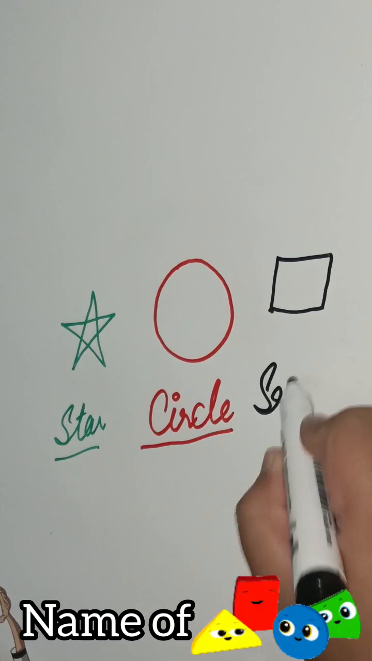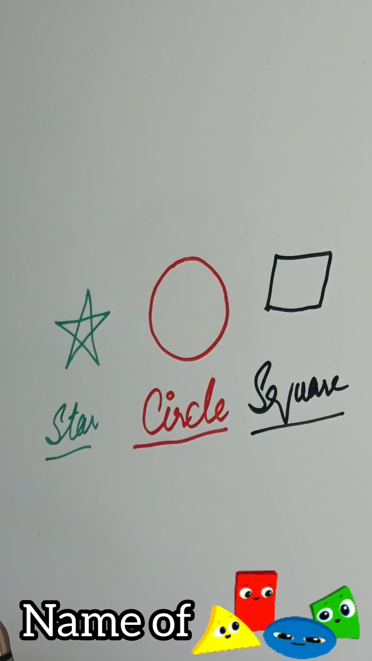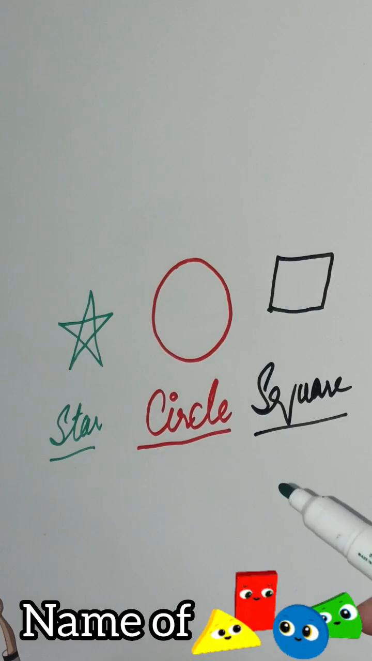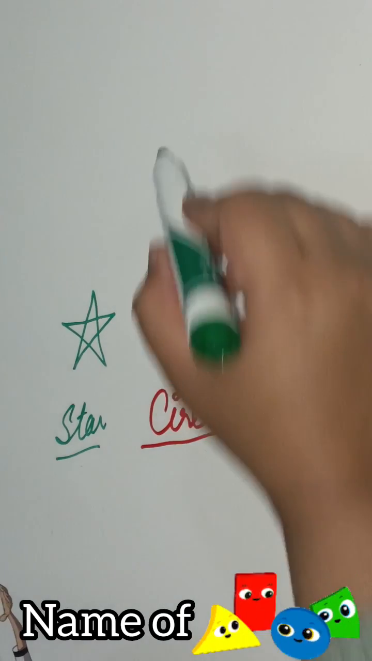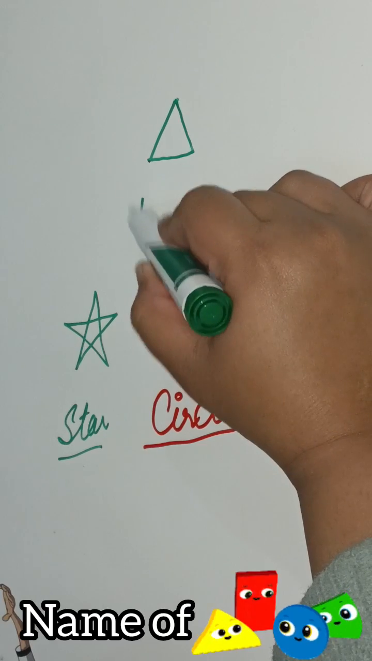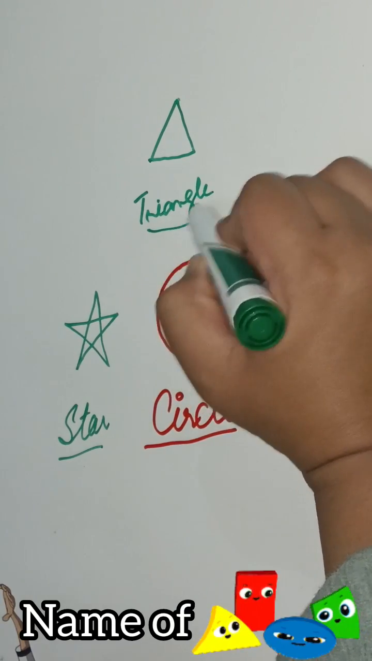This is a square, square. Now I'm going to use green color and I'm going to draw a triangle. So this is a triangle, triangle.